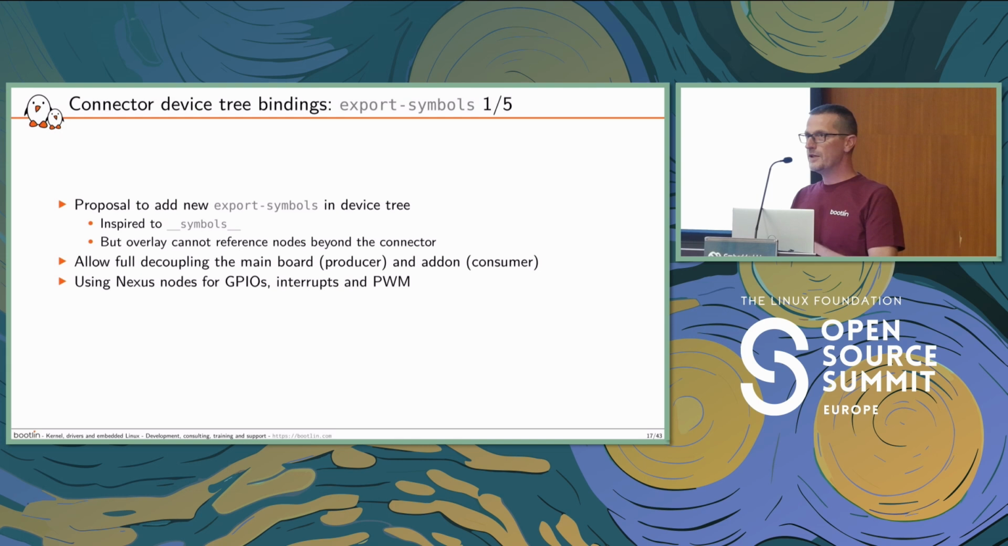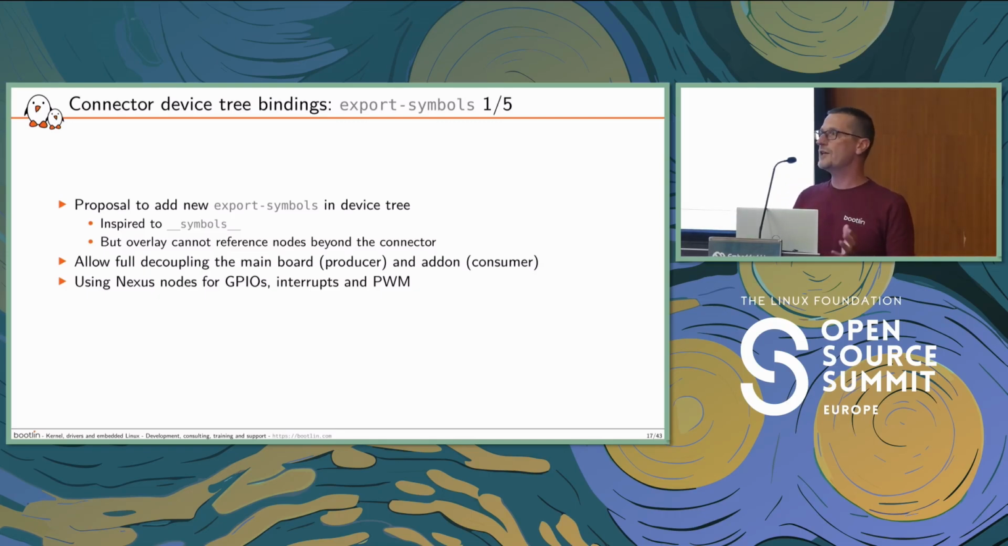So currently our latest proposal is based on export symbols, which is a new node to be introduced in the device tree. It is inspired by the underscore symbols, an internal one used in overlays, but the difference is that the internal symbols allow you to touch anything in the whole tree, while export symbols only allow you to reference from the overlay what is in the connector. So it doesn't allow you to go beyond the connector. This allows full decoupling between the add-on and the mainboard.